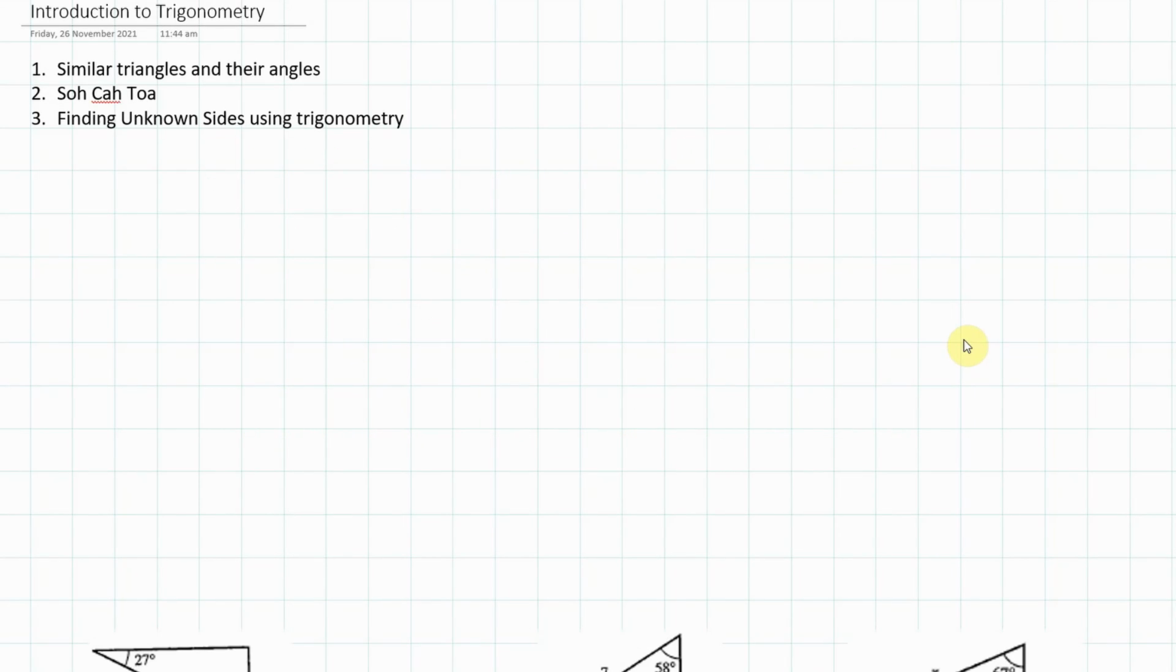Welcome Year 9s. Today we're starting a new topic. This is a topic that you'll do further in IGCSE. It's an exciting topic. It's trigonometry and it sounds kind of difficult, but I think you'll find that it's not too bad at all. I want to begin by talking to you about similar shapes.